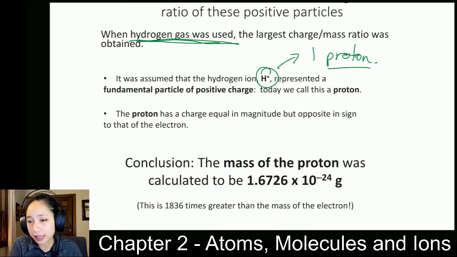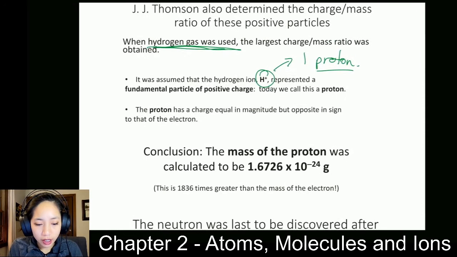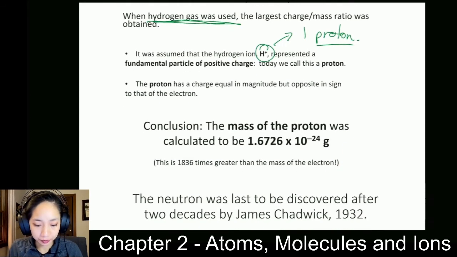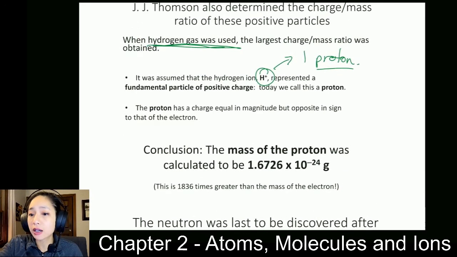just with positive charge instead. So essentially, they used the J.J. Thomson experiment similarly, but this time just with hydrogen gas. And so the conclusion that they made was that the mass of the proton was 1.6726 times 10 to the negative 24. So a lot bigger than the mass of an electron. So remember, for the electron, it was 10 to the negative 28. So that means that the mass of a proton was almost 2,000 times greater than that of the mass of an electron. Okay, so that's how the proton was discovered.